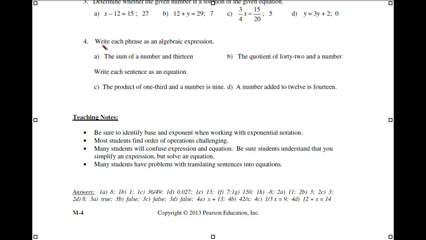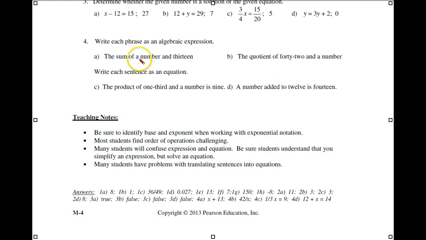Now we're going to write each phrase as an algebraic expression. You'll be doing this throughout our chapters, where you have something in an English paragraph and you need to convert it into algebra so you can solve an equation. So these are important steps.